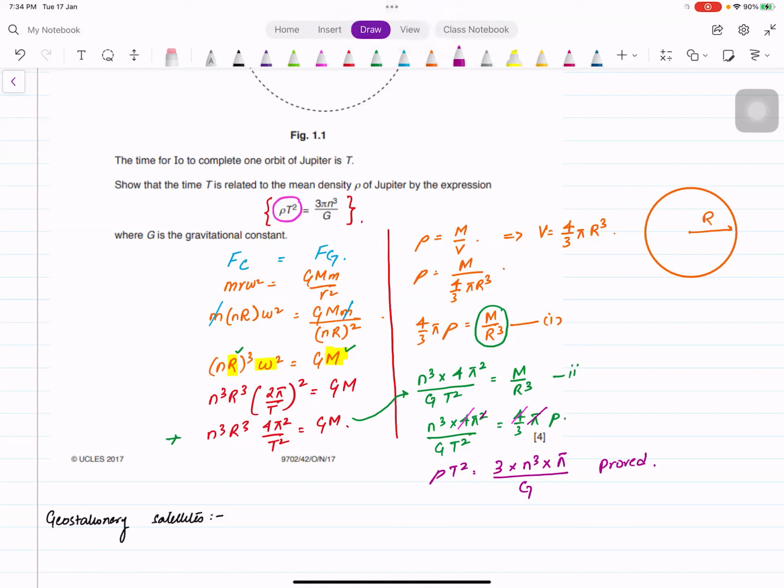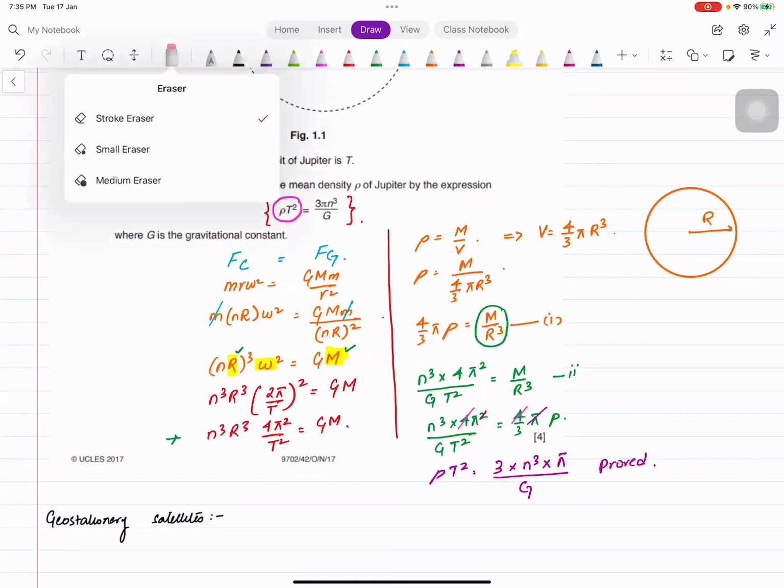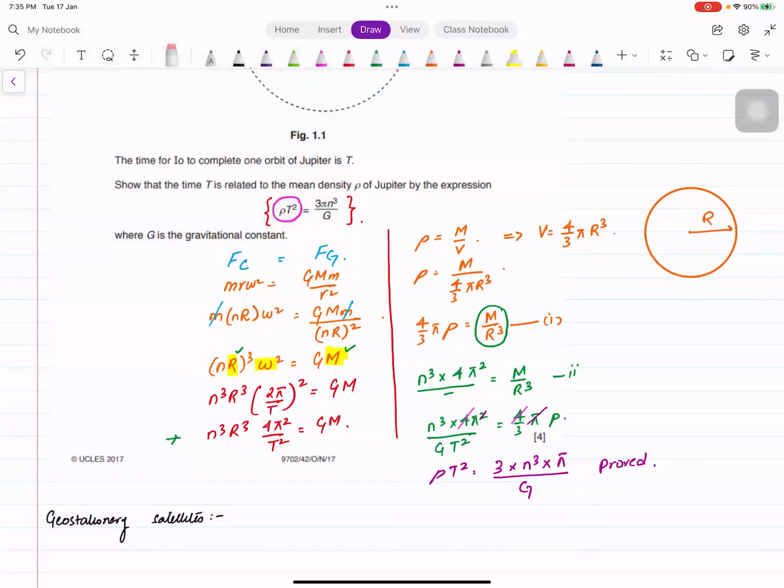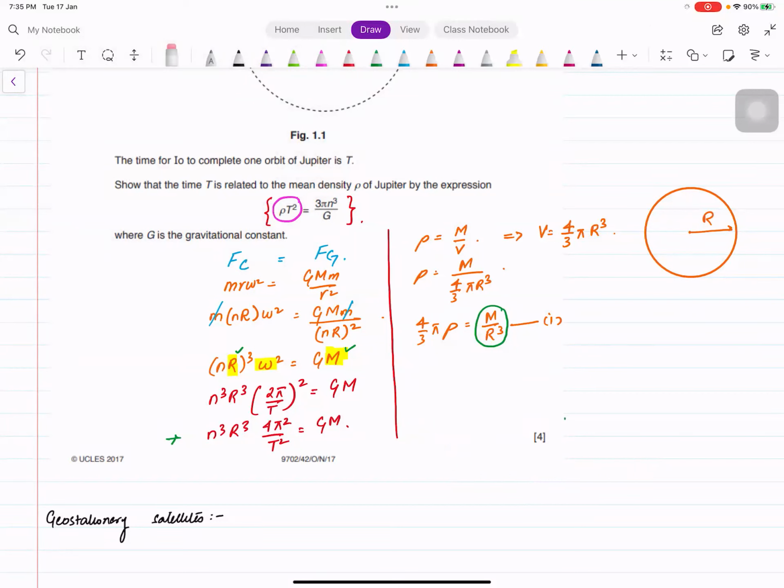Sir, did you just miss an M somewhere? What did I miss? You put M over R cubed, and then when you moved to the next one, you missed an M somewhere. Wasn't G and M together? No, again, you actually got confused from this point. Let me erase this and come back to it. Don't worry, this one is a difficult one, I know. It's all right.